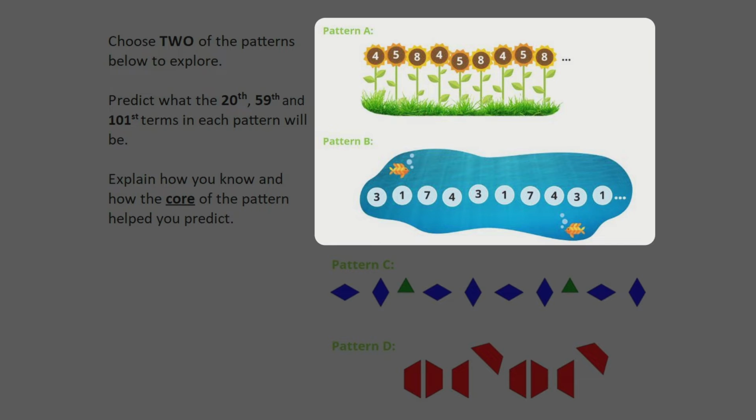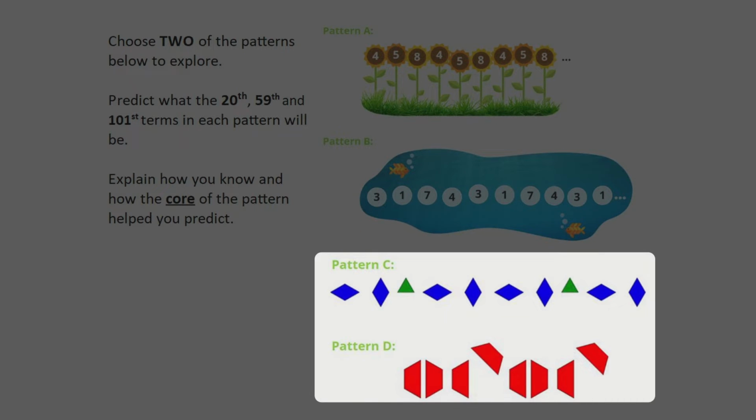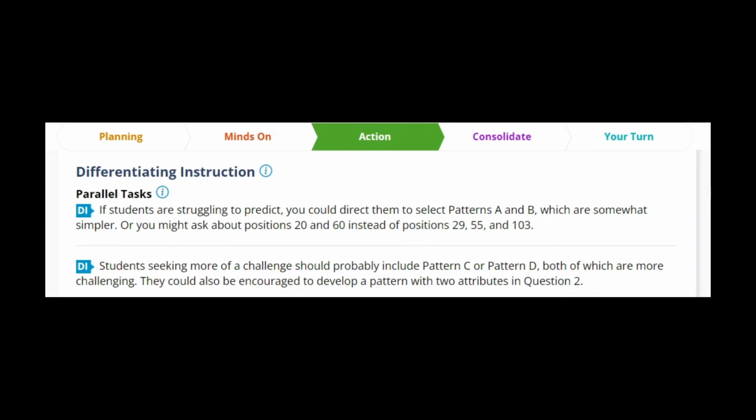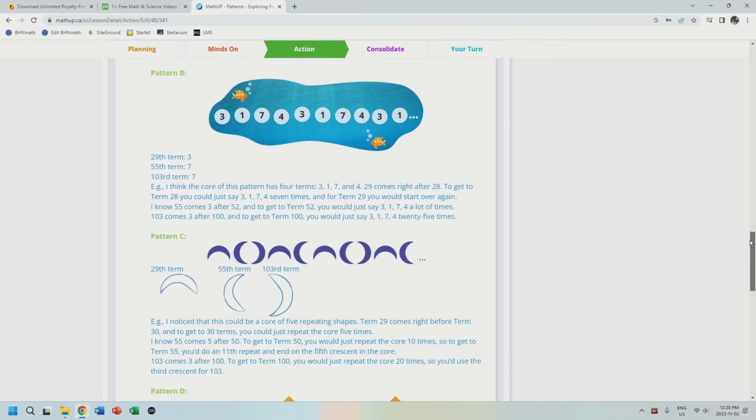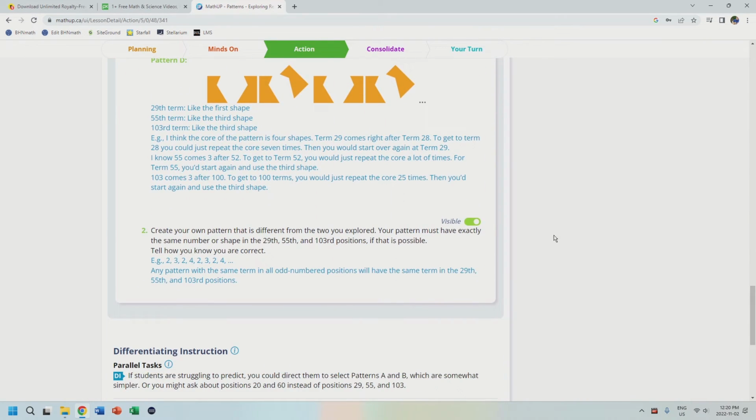Patterns A and B were numeric and were somewhat simple. Patterns C and D were geometric and were translated to pattern blocks to provide students with opportunities for hands-on manipulation of pattern blocks. The differentiating instruction notes were used to simplify the task instructions, asking students for the 20th term rather than the 29th term. To save on time, the second portion of the action task was skipped by toggling it off.